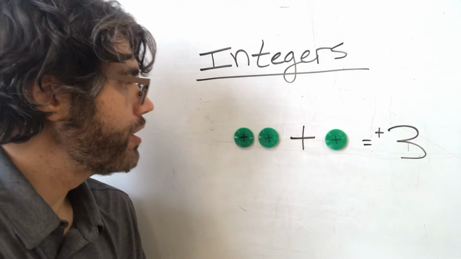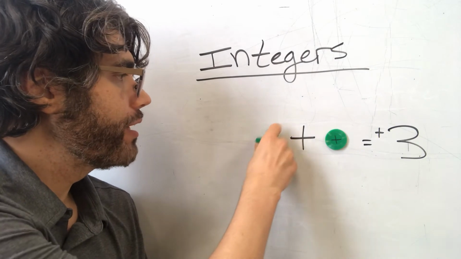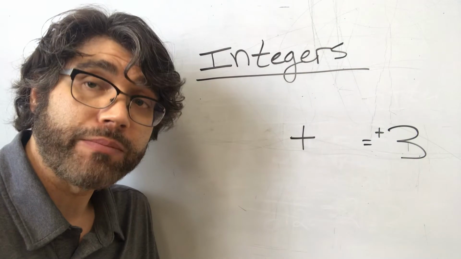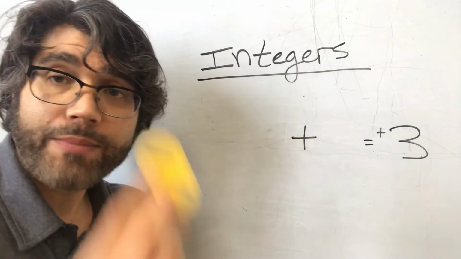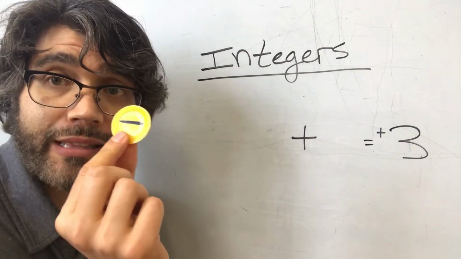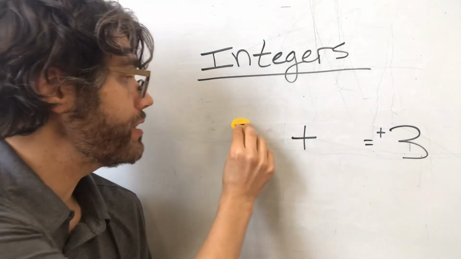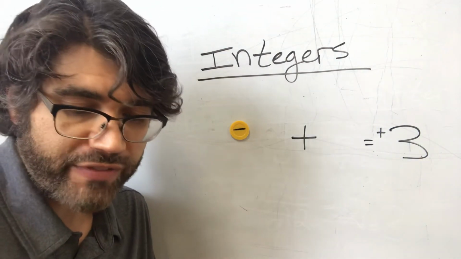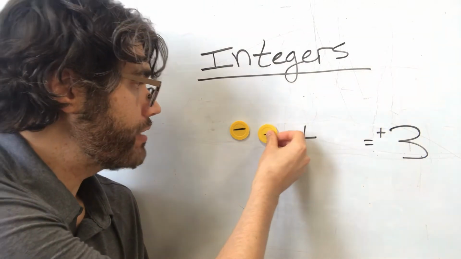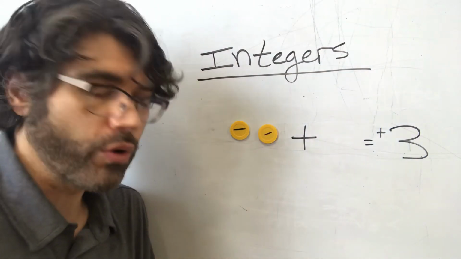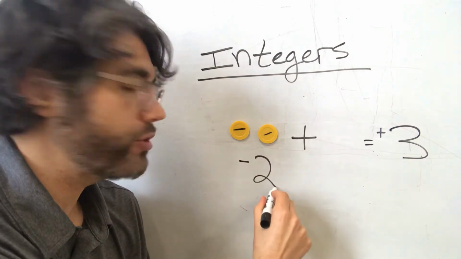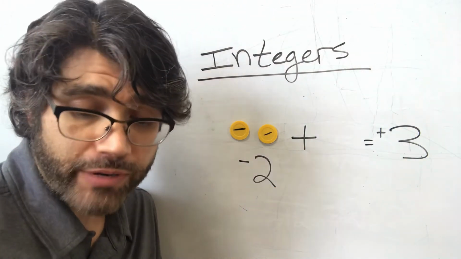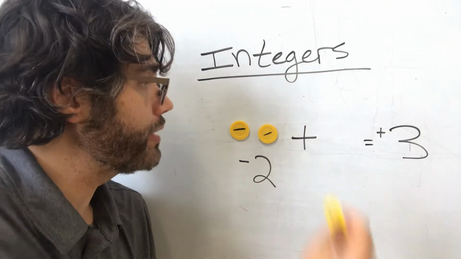What if instead of working with positive numbers like this, we're going to work with negative numbers. So I came up with these poker chips that have a negative symbol. Each one of these poker chips is worth 1 negative. So if I have 2 of them together, I'm going to consider this 2 negatives. Or if you wanted to write it out, -2. Okay? I'm still going to use my addition operation, and I'll add another negative to it.